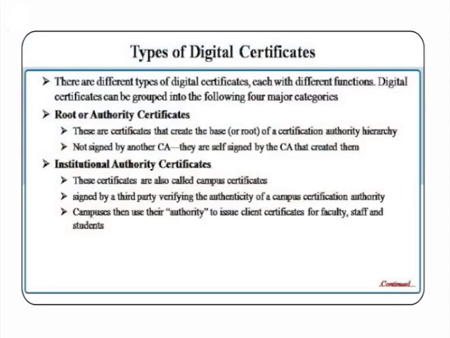Digital certificates can be grouped into the following four major categories. Root or authority certificates. These are the certificates that create the base of a certification authority hierarchy. These are not signed by another CA. They are self-signed by the CA that created them.